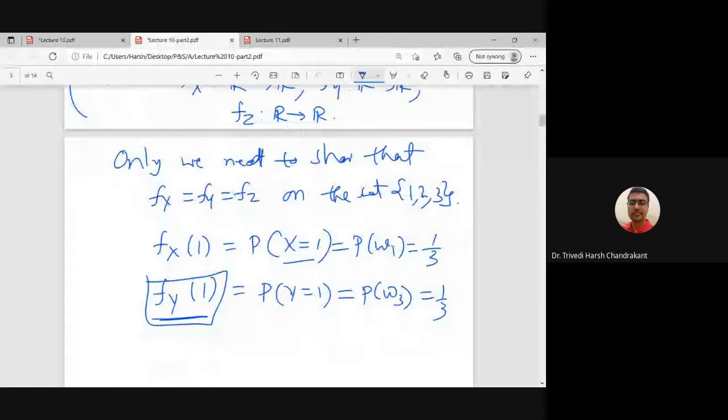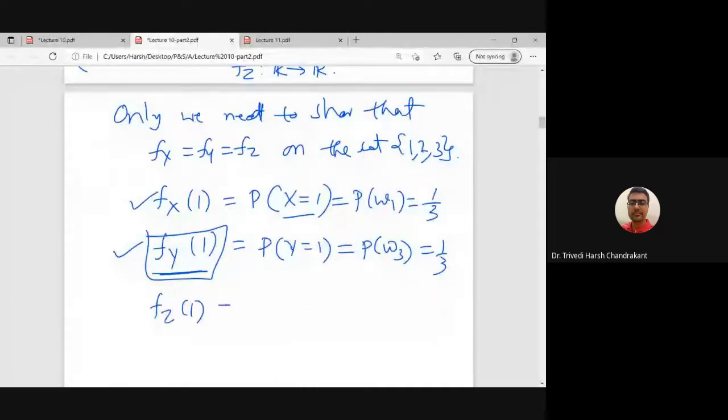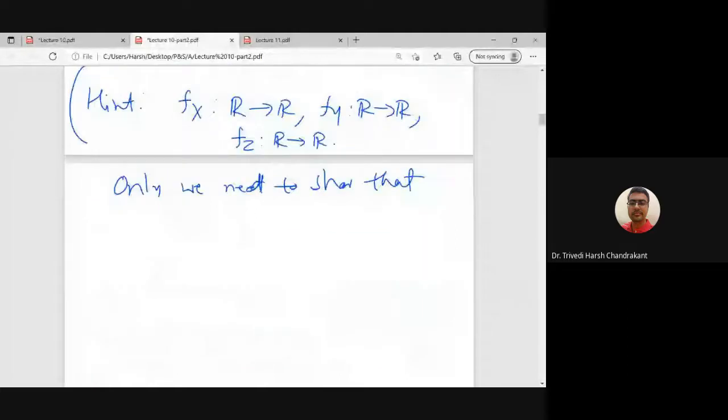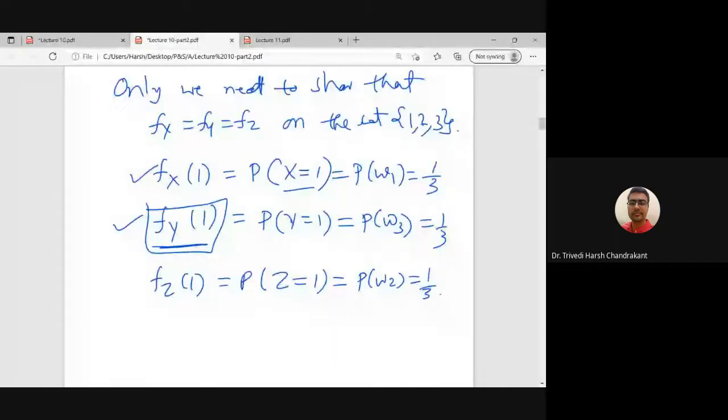So even though X and Y are not the same function, they coincide at value 1. Similarly, fZ we can find: Z becomes 1 at w2, so that is the probability of w2, which is also 1 by 3. So we can see that fX(1) equals fY(1) equals fZ(1).